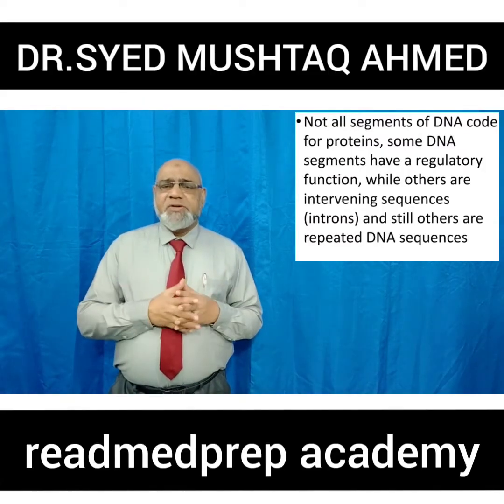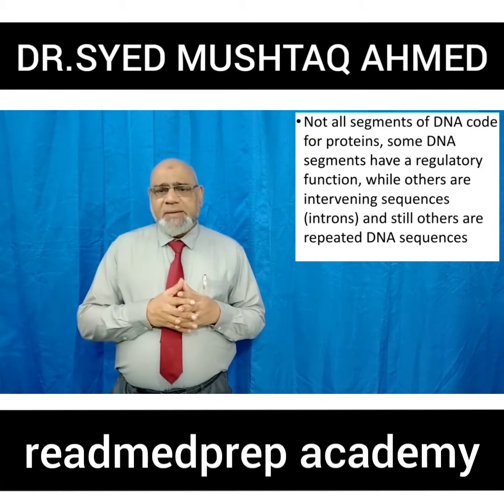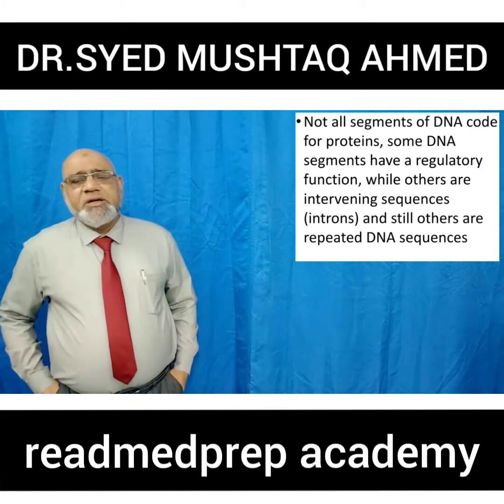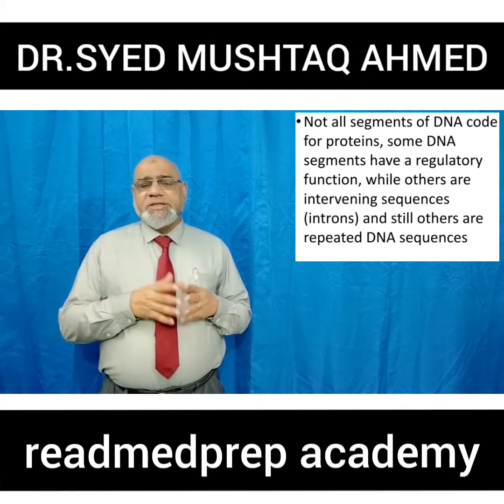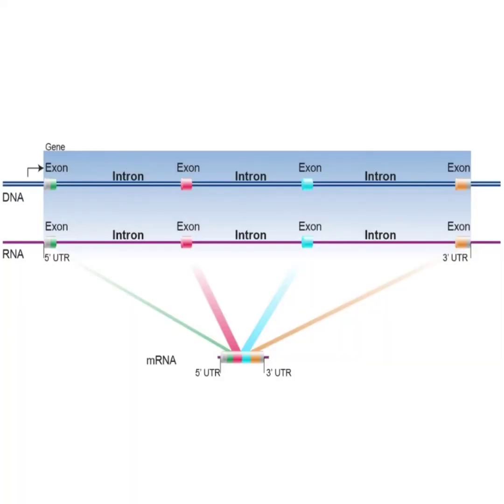Not all segments of the DNA code for proteins. Some DNA segments have a regulatory function, while others are intervening sequences called introns, and still others are repeated DNA sequences. Here you can see the DNA consists of the introns and the exons in the gene, and this is transcribed as the pre-messenger RNA transcription. In a mature messenger RNA, the introns are removed by splicing through spliceosomes.